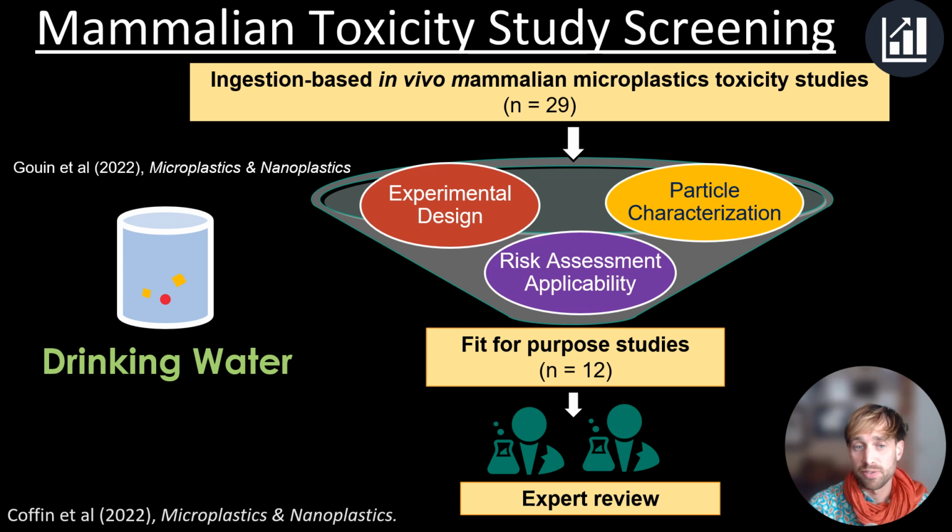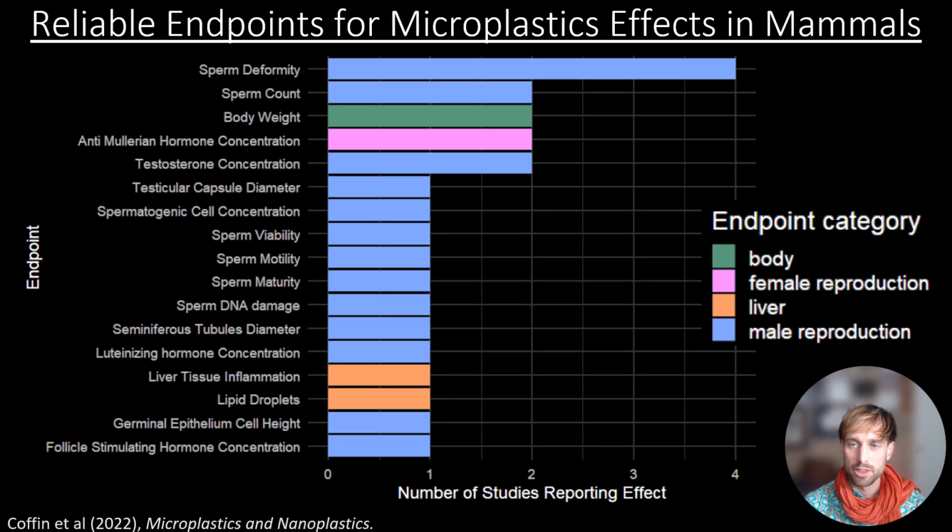For the evaluation of human health impacts via drinking water, we found 29 ingestion-based in vivo mammalian microplastic toxicity studies, of which 12 were deemed fit for purpose for expert review. The most reliable evidence that we found from these 12 studies dealt with male reproductive impacts, all in rodents. We found consistent impacts across multiple studies, with 4 different studies showing negative impacts on sperm deformity, 2 on sperm count, and 2 on lower testosterone, with some additional studies pointing to male reproductive impacts occurring from these particles.